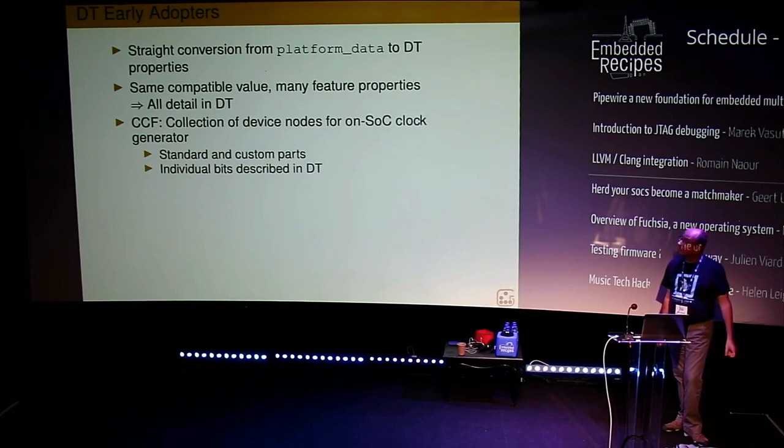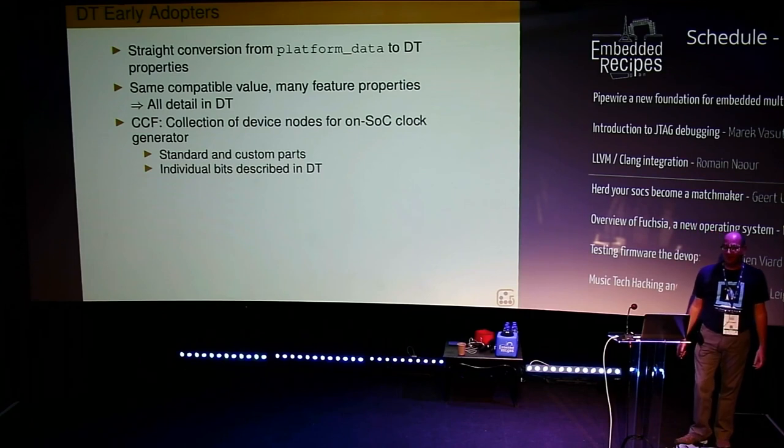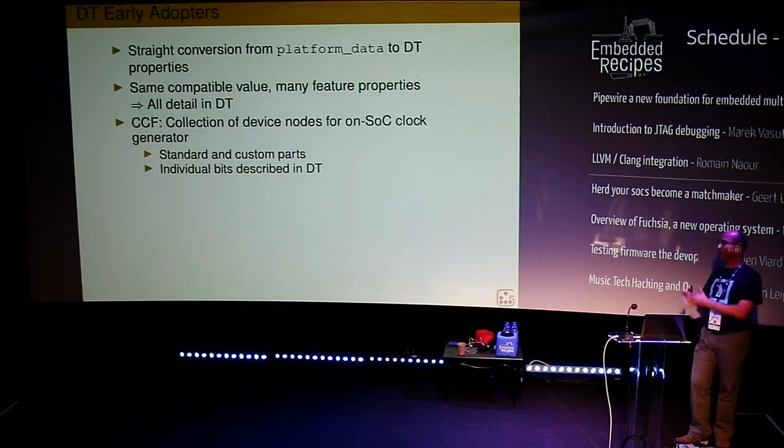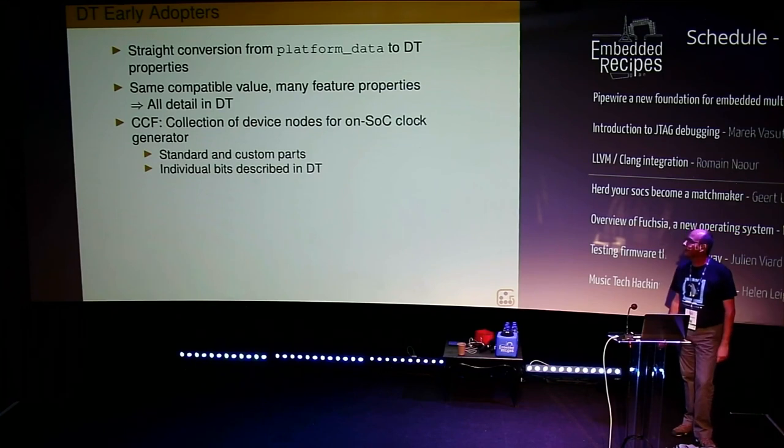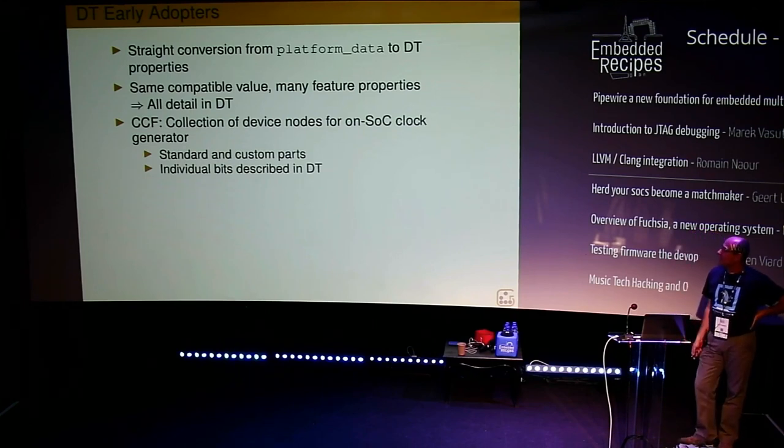Many of the early bindings were basically straight conversions from platform devices with platform data to DT properties. What does this mean? Platform data was just a structure which contained additional parameters to pass to the device. A simple and naive way to create DT bindings would be to just convert the structure to a set of properties in DT. So you can have the same compatible value, many feature properties, and describe all detail in DT. Unfortunately, that's not such a good idea. And later, people changed that, but I'll say more about that in the next slide.